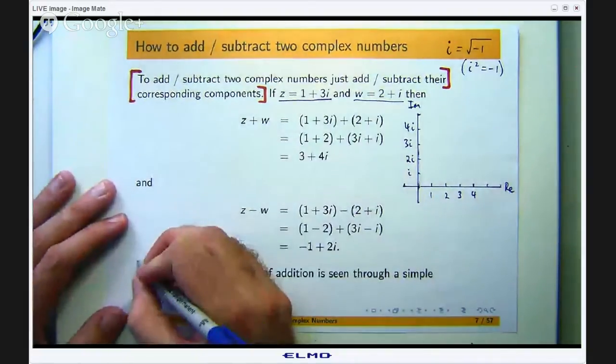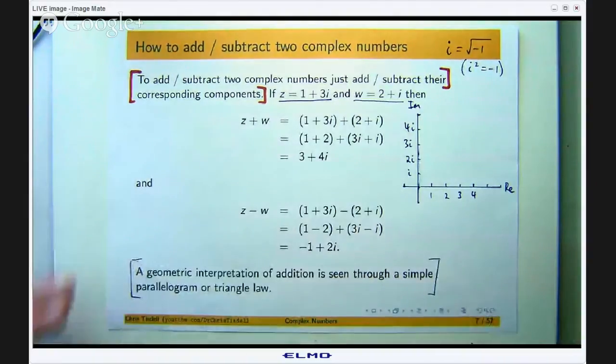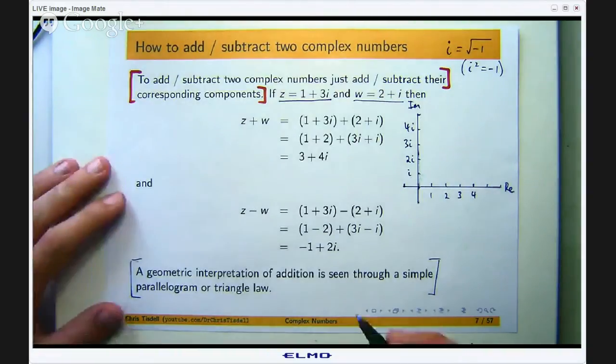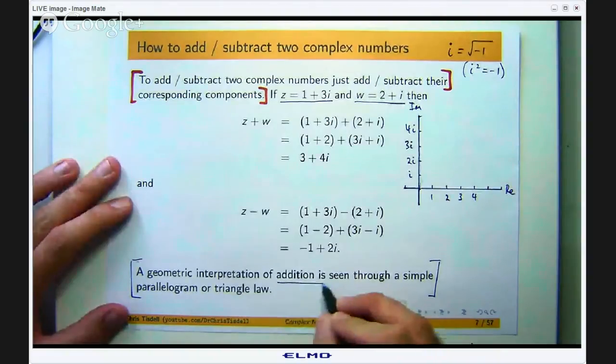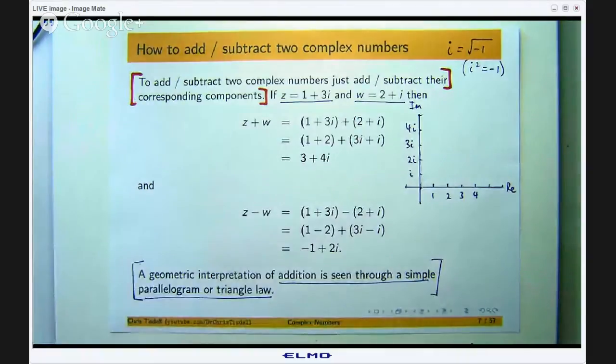What is the geometric interpretation? What's going on geometrically here? Well, in the previous video I showed you how to represent complex numbers on an Argand diagram or in the complex plane. Can we sort of talk about addition in this complex plane or on this Argand diagram, and what does it mean? Well, the idea of addition is seen through a simple parallelogram law or triangle law.